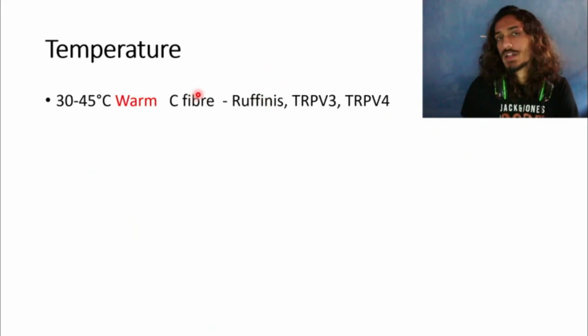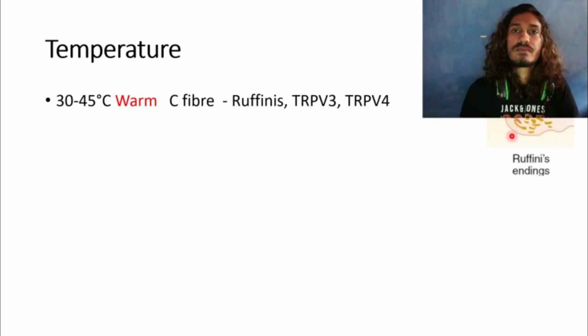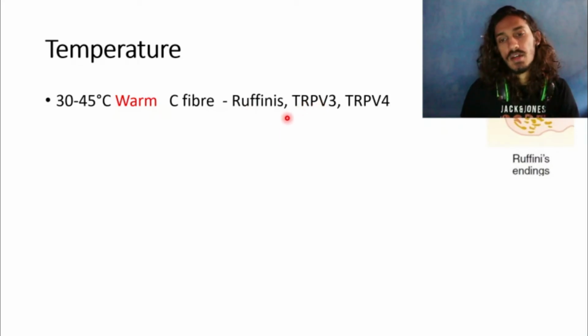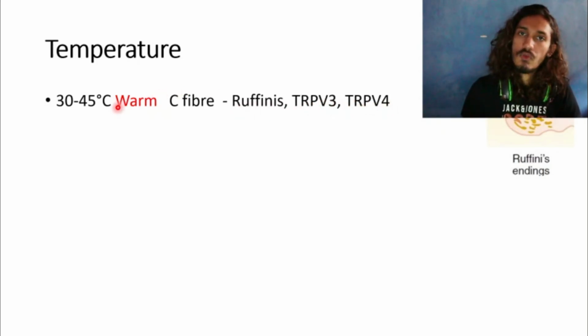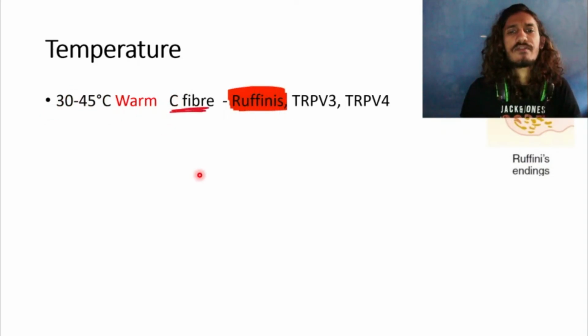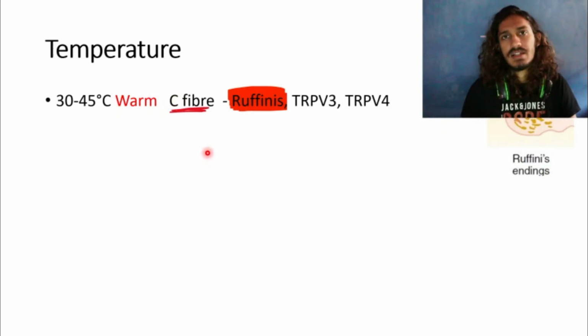Okay, next is your temperature. Temperature, there is warm, there is cold. Your Ruffini's are for warm sensation. Along with that, there are the transient receptor vanilloid channels. So TRPV3, TRPV4, along with the Ruffini's, detect warmth around 30 to 45 degrees Celsius, and they're carried by C fibers. Remember that C fibers are slow fibers: in your Erlanger classification, there's A, B, C, and C is the slowest.